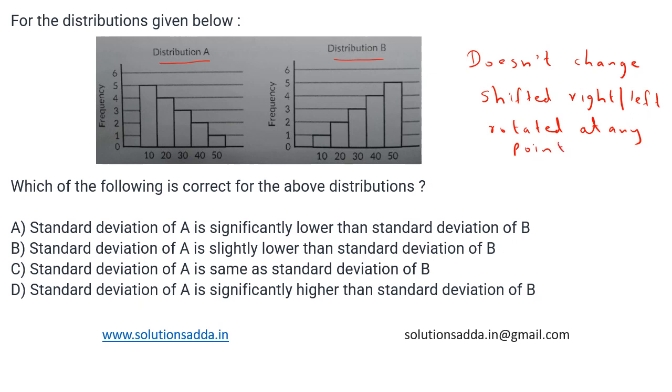Remember these two points. Now, if you look at the graph, we can observe that distributions given in the question, the spread of the graph has been rotated from 30. So at the point 30, if you see both these graphs, now this distribution has been shifted to here, and similarly this distribution has been shifted to here. So we can say that the spread of the graph has been rotated from 30. So as per the definition given here, the standard deviation doesn't change when it is rotated at any point. So it has been rotated here at the point 30. So option C, standard deviation of A is same as standard deviation of B, is the correct answer, as there is no change in the standard deviation of both the distributions.